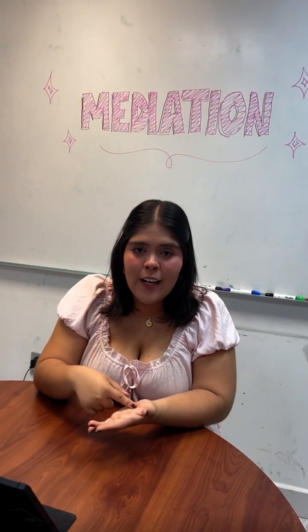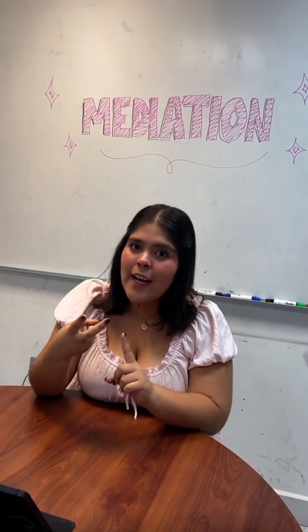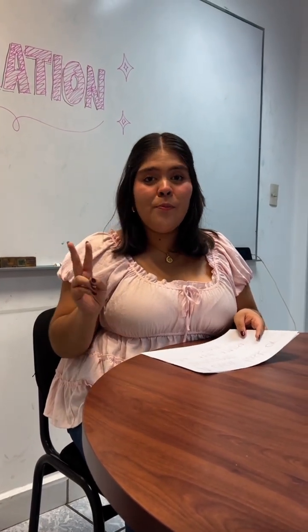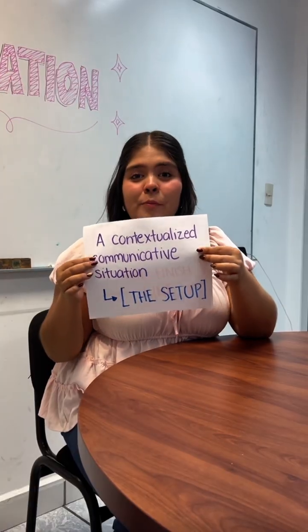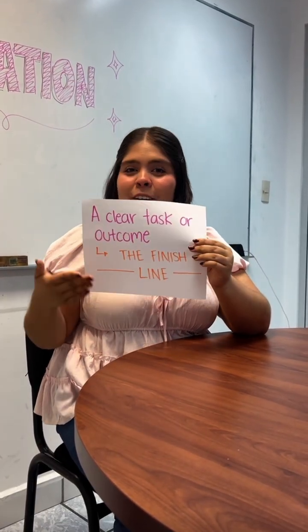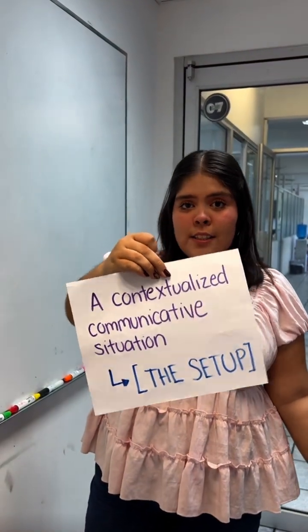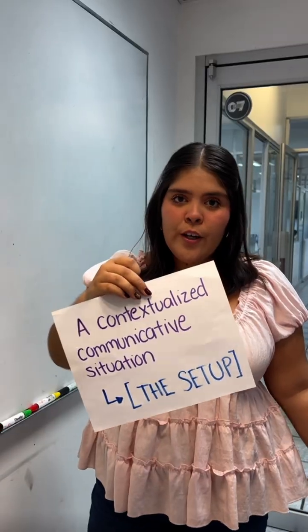Okay, sounds useful. But how do I incorporate that in my classroom or in an activity? For a classroom activity to truly count as a CFR aligned mediation, it needs to have a purpose and a destination. A successful mediation activity relies on 2 pillars: a contextualized communicative situation, the setup, and a clear task or outcome, the finish line.